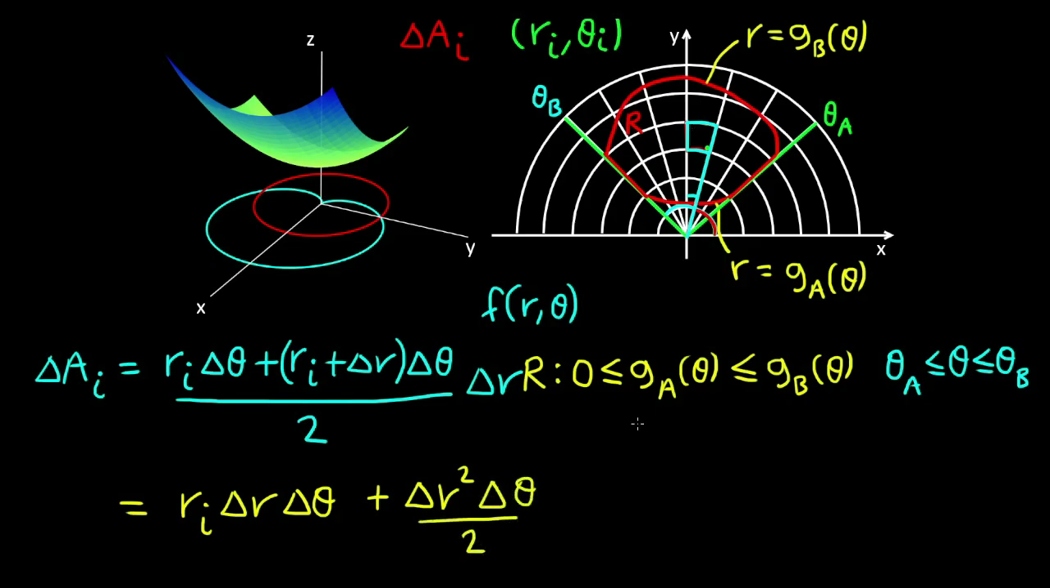Now if we take the limit as the number of these rectangles goes to infinity, then delta r and delta theta are both going to approach 0. And that gives a better and better approximation to this region bounded by the polar curves and these two rays. So therefore, as delta r and delta theta approach 0, this term drops out more rapidly, given this quadratic term. So in the limit, we get the differential area is equal to r dr d theta.